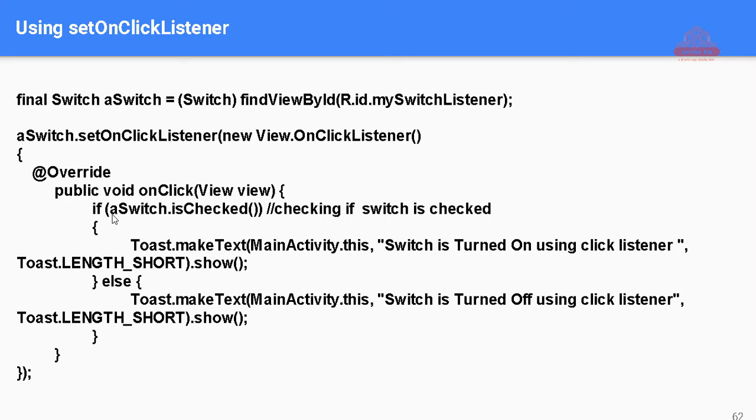Here I am going to check with if and else conditions. If switch is checked, it means it is true. Is checked means by default it is true. So we are going to display a toast message. And if it is false, then we are going to display another message. So this way you can control your switch control also. Using this way you can control click listener and on click event from the particular controls.